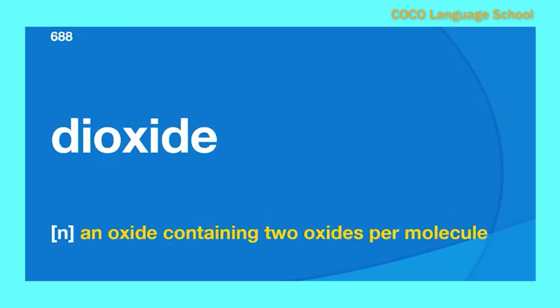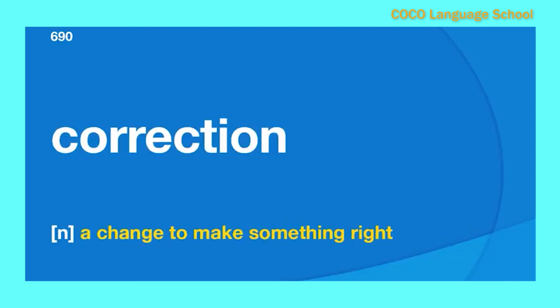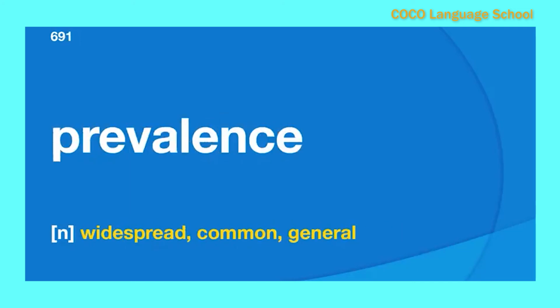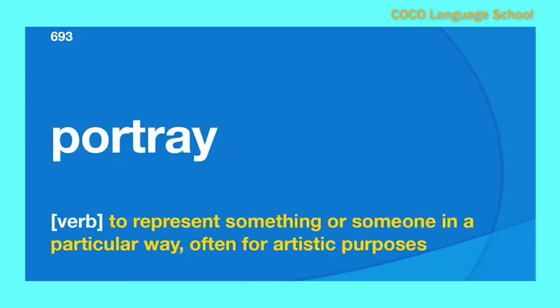An oxide containing 2 oxides per molecule. Dioxide. A prefix meaning against or opposed. Anti. A change to make something right. Correction. Widespread, common, general. Prevalence. A discussion between people to make a decision. Consultation. To represent something or someone in a particular way, often for artistic purposes. Portray.